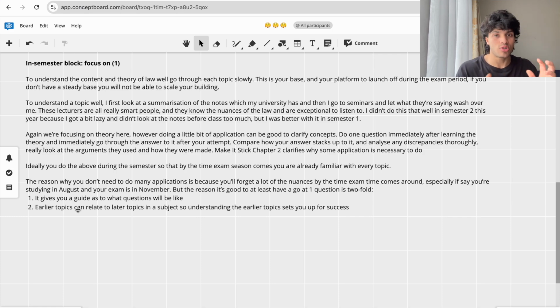And earlier topics do relate to later topics. So you may not be able to get the topic that you're looking at in week 5 if you don't know the content for week 3 and week 4. So that's why I would suggest knowing it in a little bit of detail. It doesn't have to be as detailed as possible, but just a little bit is really good to have.